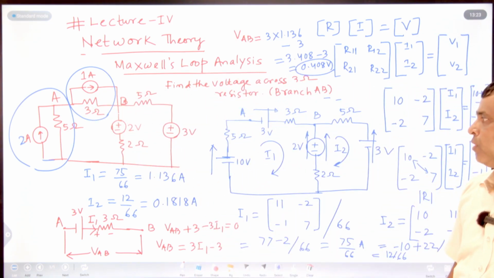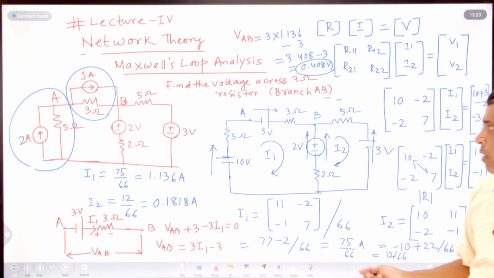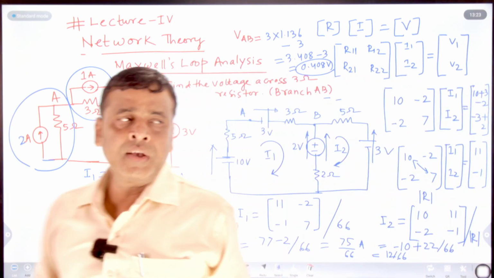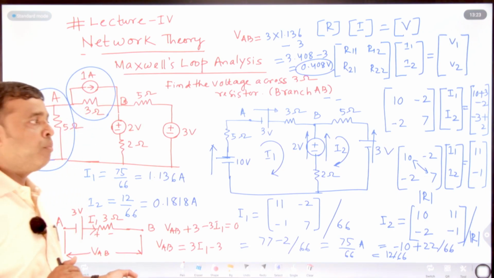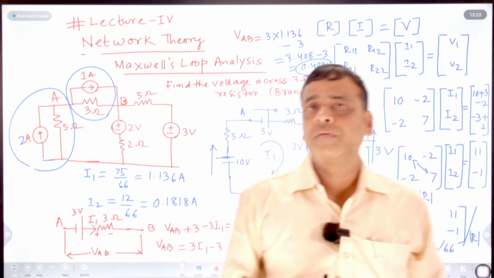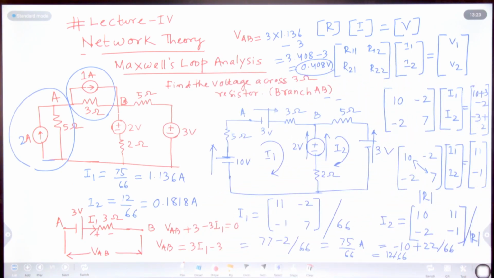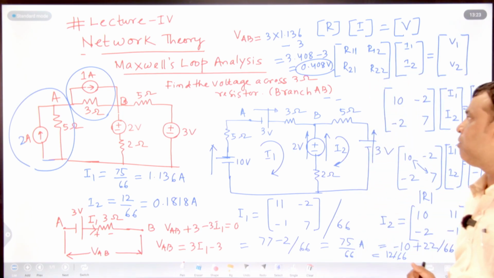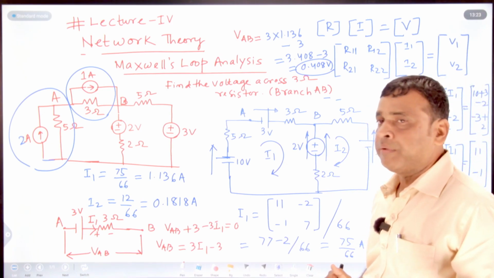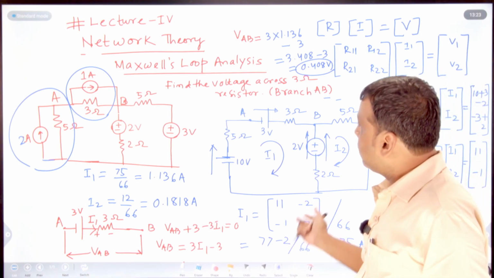So in this way, if there is a current source, you can immediately convert it into a voltage source, then apply Maxwell's loop analysis, resistance matrix into current matrix equal to voltage matrix. You find the number of loops. If there are 2 loops, there is a 2 by 2 resistance matrix. If there are 3 loops, there is a 3 by 3 resistance matrix. Using Cramer's rule, the unknown values I1, I2 can be calculated.